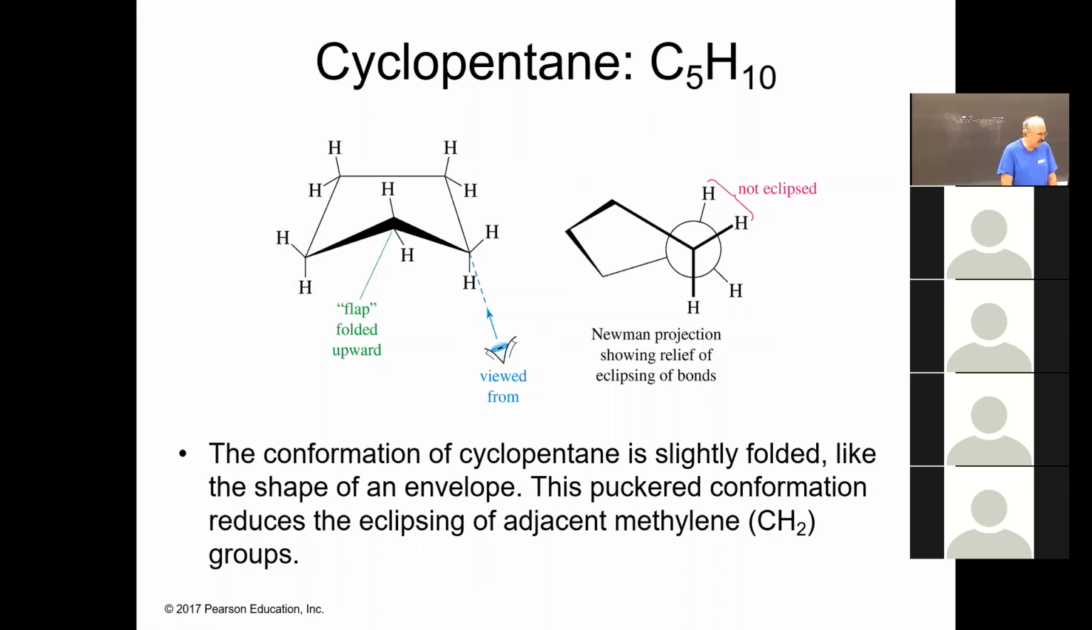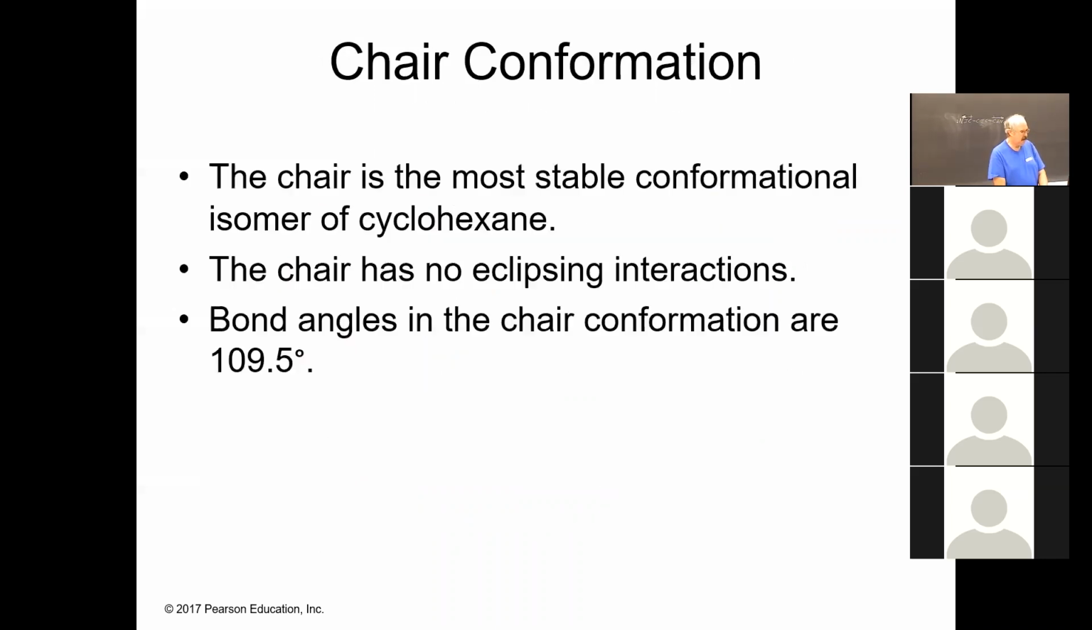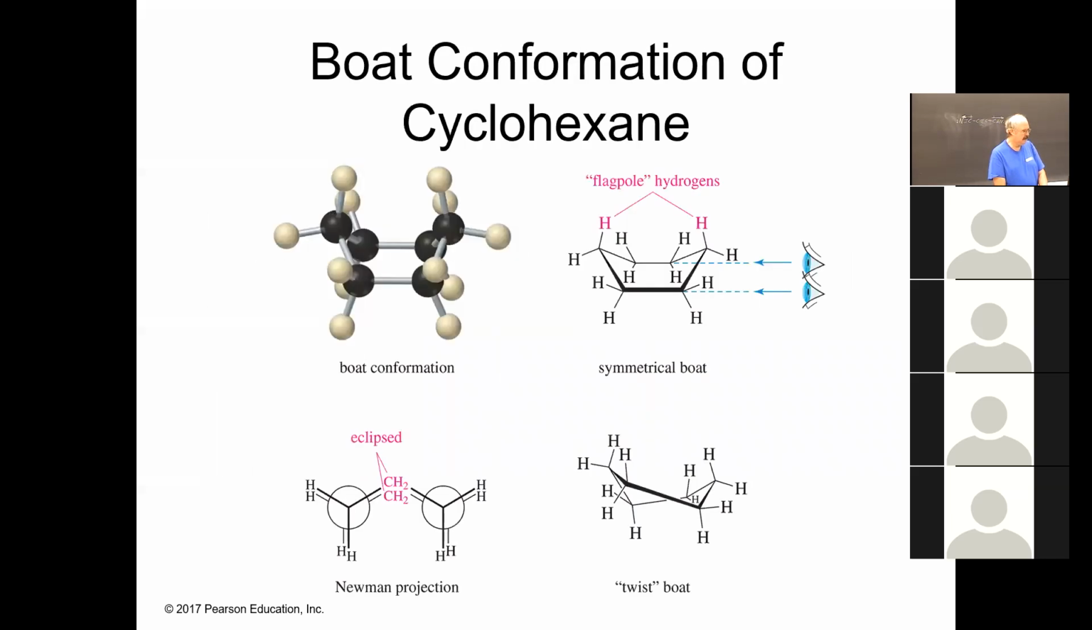This is the envelope form of cyclopentane. Be familiar with that. Be familiar with how to draw a chair and recognize axial and equatorial positions. This is the boat. With the boat, everything is eclipsed. And you also have some torsional strain because of the flagpole hydrogens. Steric strain because these are not on carbons directly attached to each other.